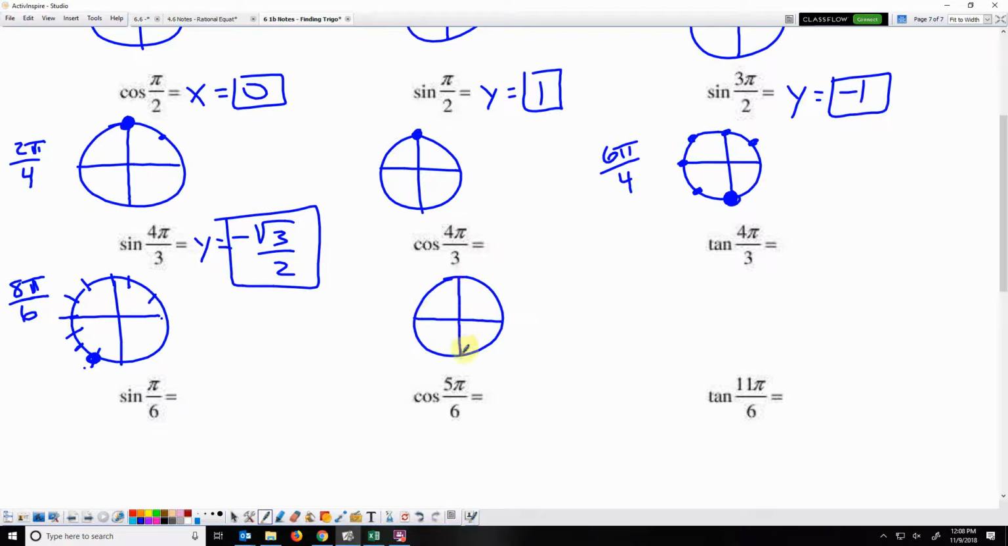Okay, so 4 pi over 3, we already know, is right here. It's the same as this one, except now we're doing cosine, so it's the x value. It is 1 position to the left. 1 position out is 1 over 2. To the left is negative.